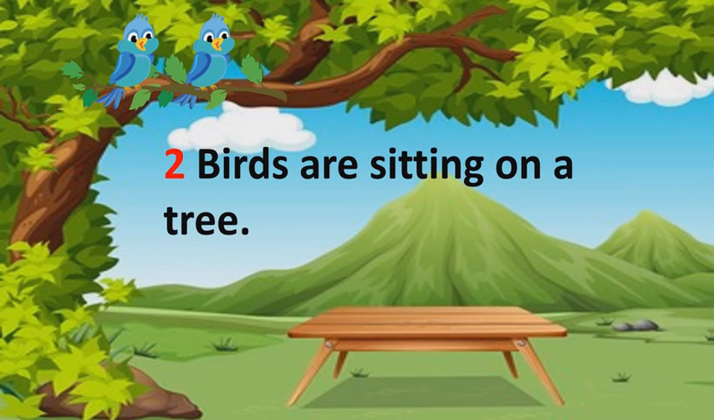Here is another example of 0. This is a very beautiful picture. There are 2 birds sitting on a tree. In this picture, you can see that 2 birds are sitting on a tree. 1, 2. 2 birds on a tree.